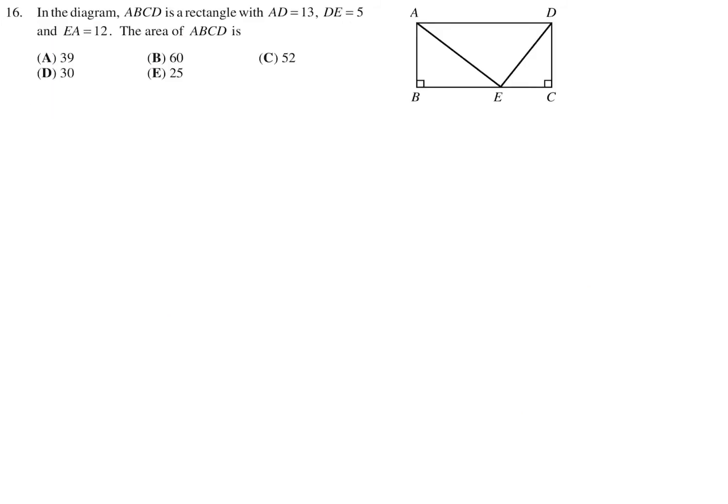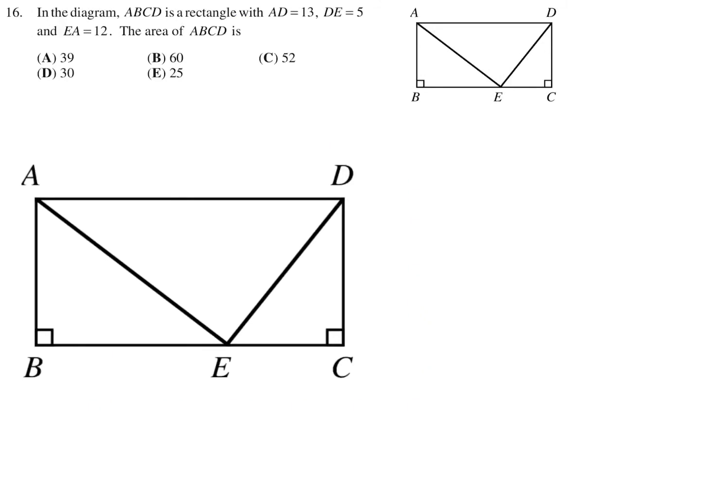In the diagram, ABCD is a rectangle with AD equal to 13, DE equal to 5, and EA equal to 12. So let's draw this a little bit bigger. They've given us a little bit of information, and let's fill that in. AD is 13, DE is 5, and EA is 12. Well, immediately you probably notice that this is going to be a right triangle because 12 squared plus 5 squared is equal to 13 squared. So therefore this is a right triangle like that.